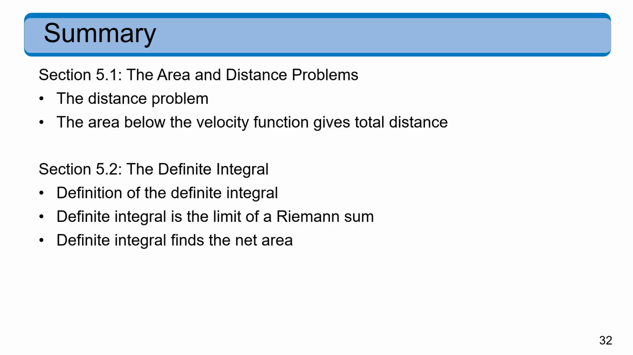We also discussed the term net area. So the definite integral actually finds net area, which means it counts regions that are below the x-axis as negative towards the calculation. And then we finished by learning some of the properties of integrals. We still have more properties to go, so we'll do those starting in the next lecture.